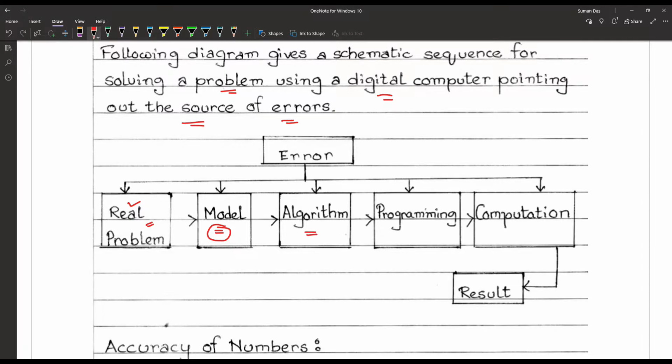After that, the algorithm we are using. If it contains the error, then the numerical computation may also be errorful. Then the programming may also contain some error. And finally, based on the computer memory space, that is known as the computational error. And finally, we are getting the result. Obviously, if any one of these schematic sequence steps is with error, the result must be with error.